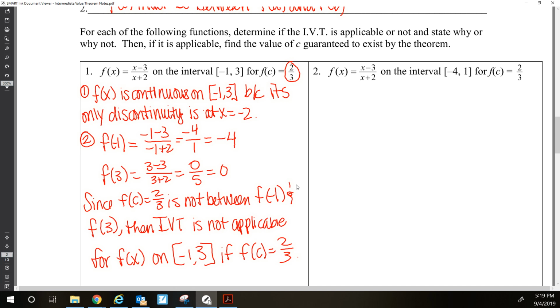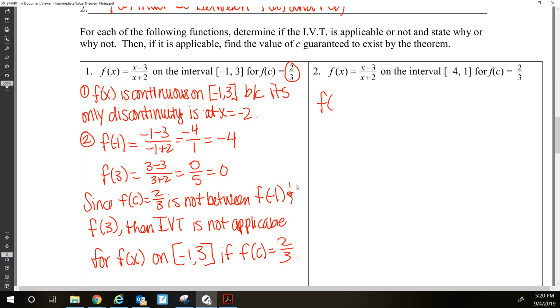All right, number 2. Where is my only discontinuity for number 2? We have another rational function. What do we have to worry about in rational functions? Asymptotes. Where do we find those asymptotes? It's what makes the denominator 0. So when x is -2, I have that point of discontinuity. Is -2 between -4 and 1? Yes. So are we continuous on this entire interval? No, we have an asymptote there.